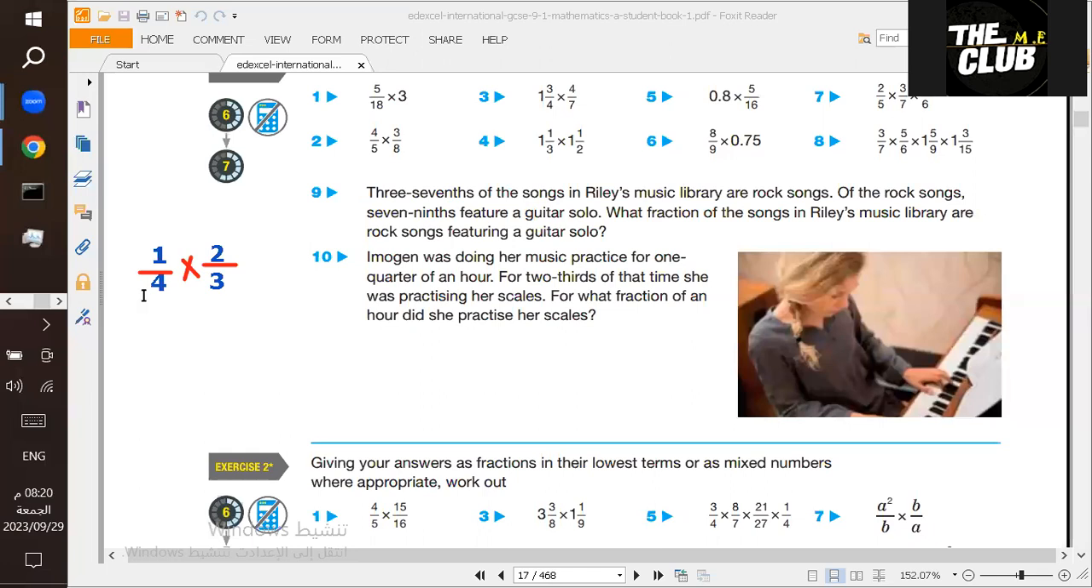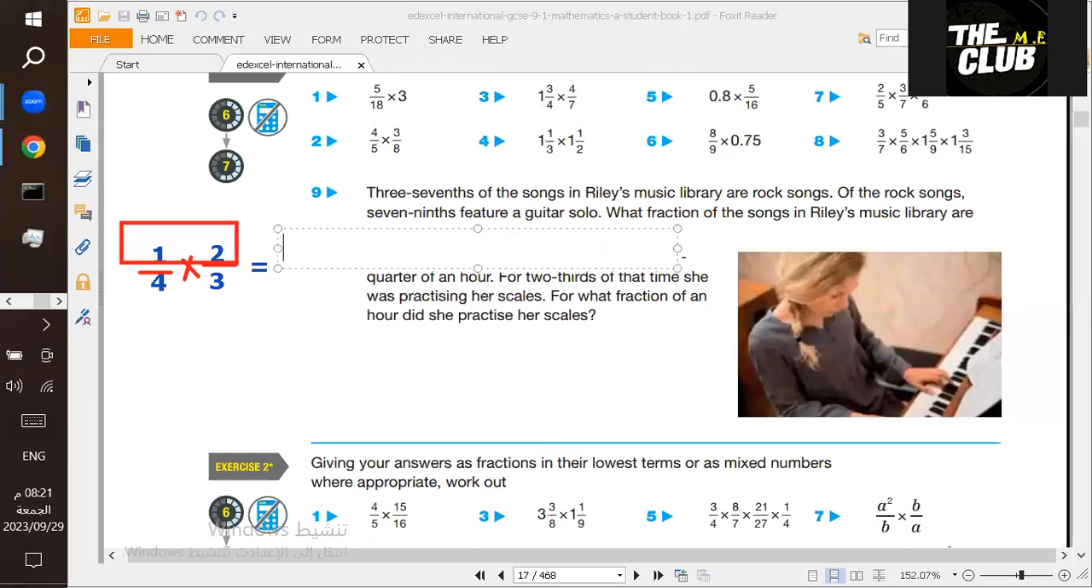Here I notice that the 4 and the 2 are the same, but it is better to multiply and then simplify. If they weren't the same numbers, we would multiply and then simplify. So I'm going to multiply the numerators first: 2 times 1 is 2, then 4 times 3 is 12. After multiplying, I simplify. I have 2 on top and 12 on the bottom.